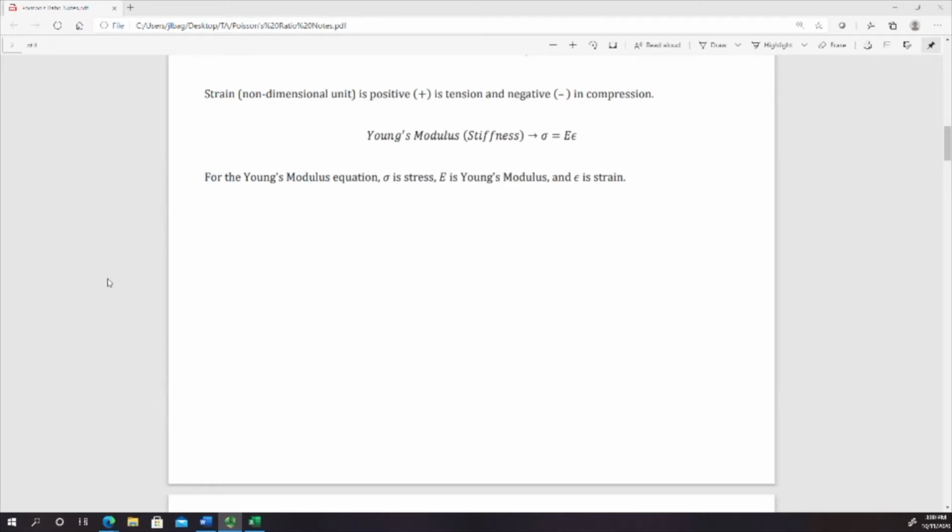Our Young's modulus value, which will also be one of the values we're calculating in this test, is given by stress equal to our modulus of elasticity times strain. So if we want to find our modulus of elasticity value, then we can divide our stress by our strain.